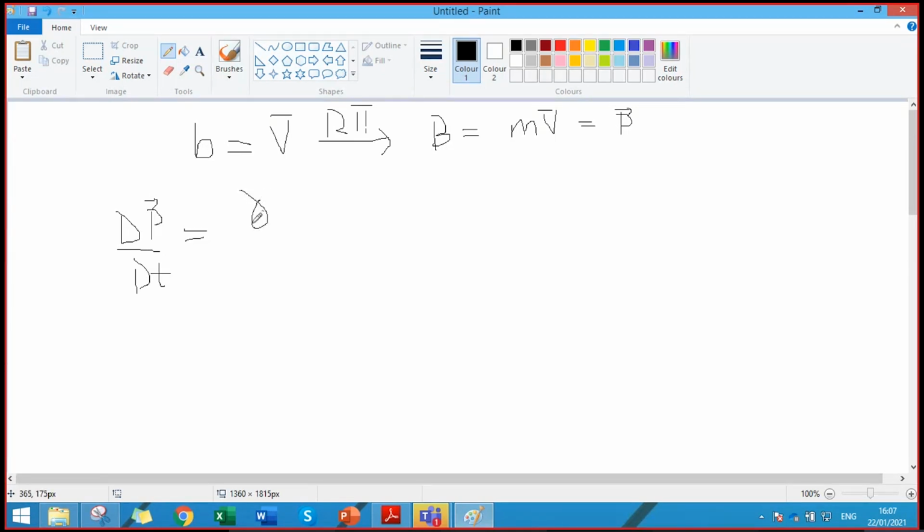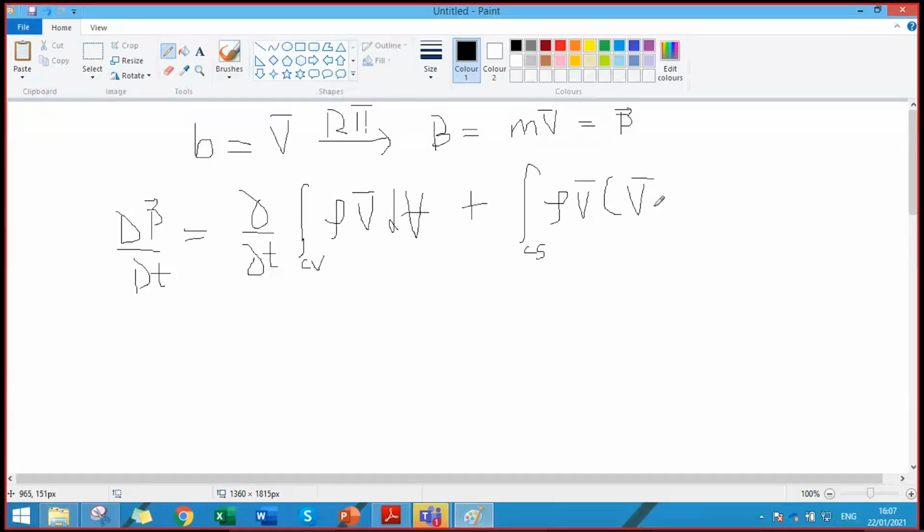partial by partial t integral over the control volume rho. Now in Reynolds transport theorem, here we have small b, so we're writing the velocity vector here, dV, plus integral over the control surface rho into b, that is small b again, so we'll have velocity here, into v dot n, the velocity vector dot product with the unit area normal vector, dA. So this is basically your momentum equation.